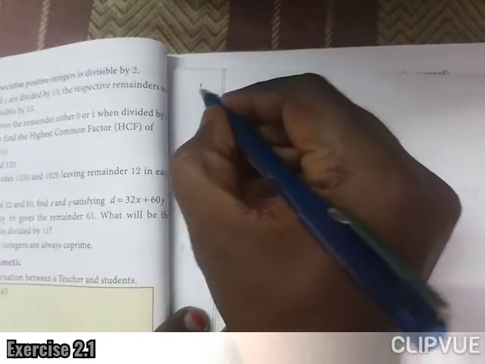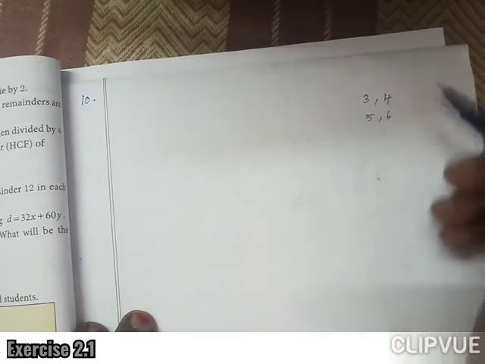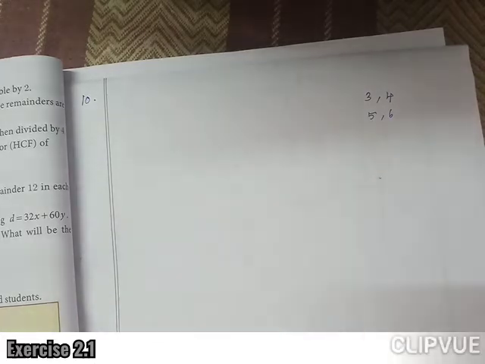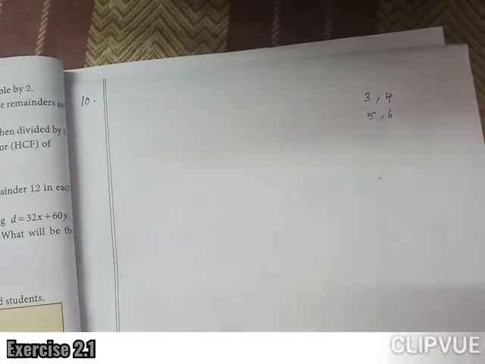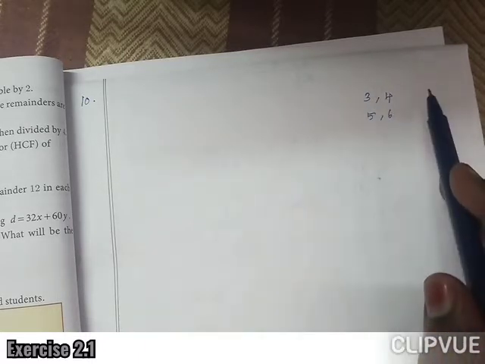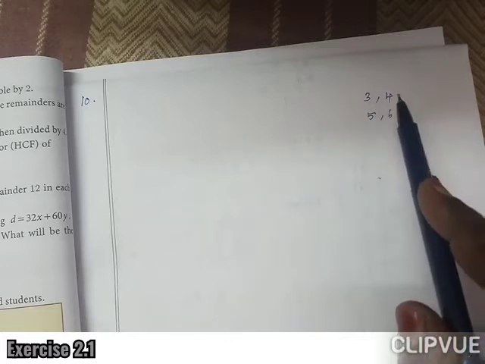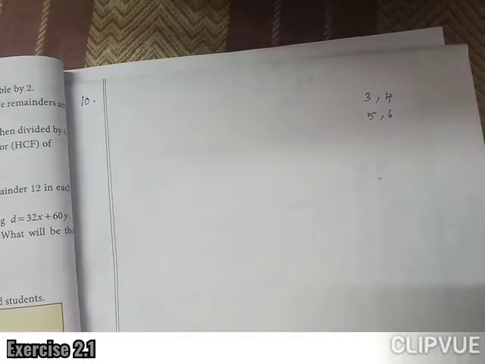Question number 10. See, 3 and 4, 5 and 6. These kinds of numbers are called consecutive positive integers. 3, 4, 5, 6. If you take like this, one number must be odd, another number must be even. This is the way to write the consecutive terms. If you write 1, 2, 1 is odd, 2 is even. If you write 2 and 3, 2 is even, 3 is odd. Like that only we can write.